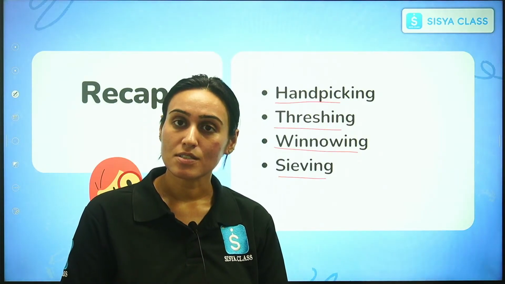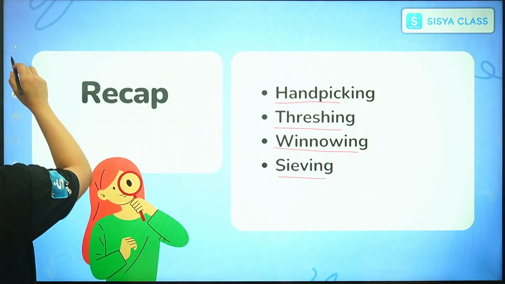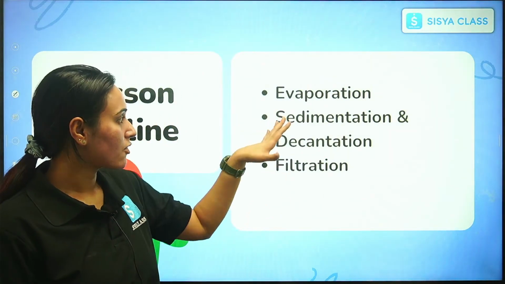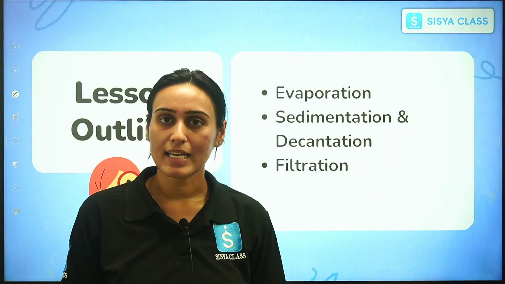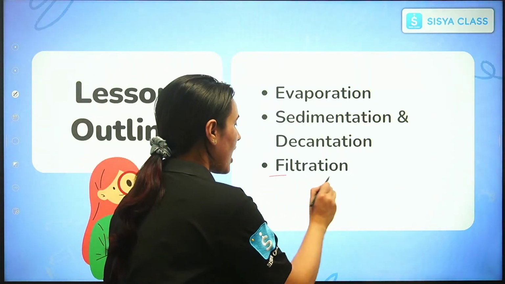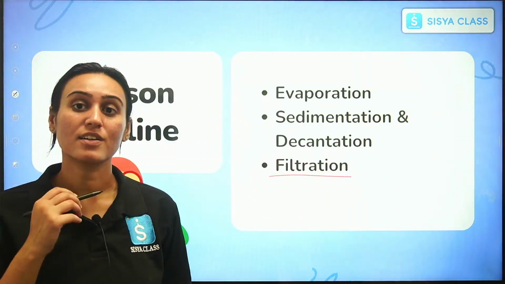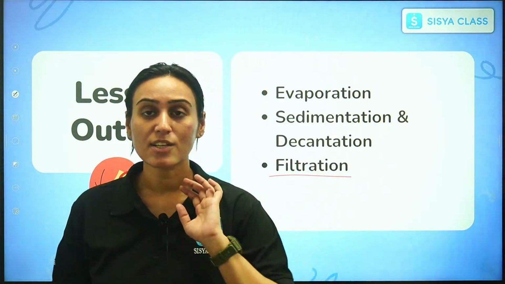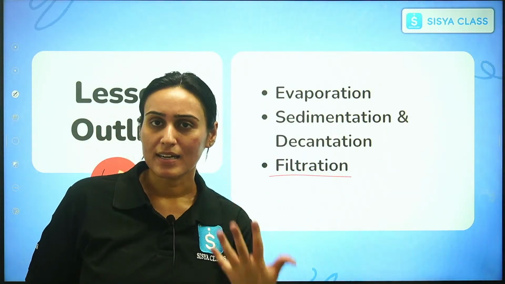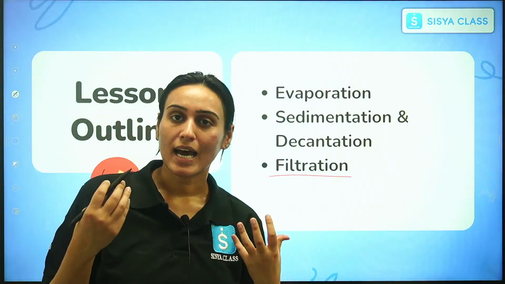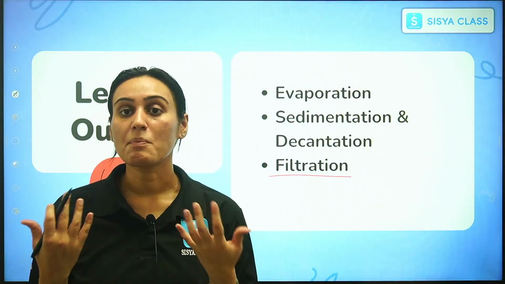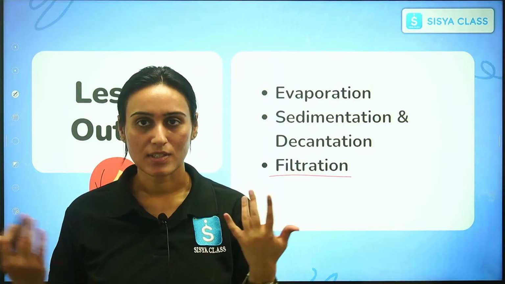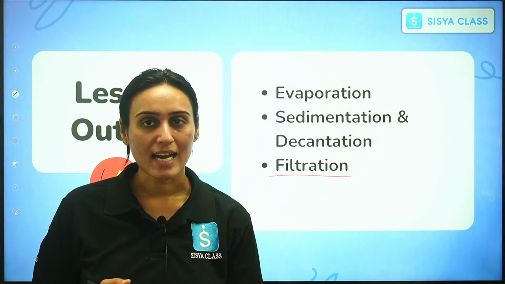Now what are we going to discuss today? Today we are going to understand about what do we mean by evaporation, what do we mean by sedimentation and decantation, and finally how can we separate out the different components of a mixture with the help of filtration. The simplest method that you all know about. We are going to understand what are the steps involved, what are the different types of components we need for that, what is the experimental setup. We are going to see that as well. Okay, so without further ado, let's start with our session.